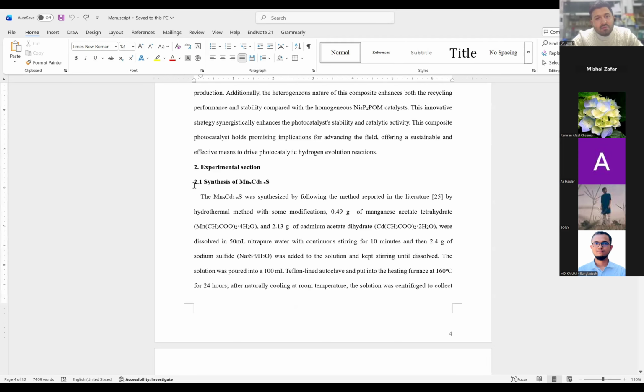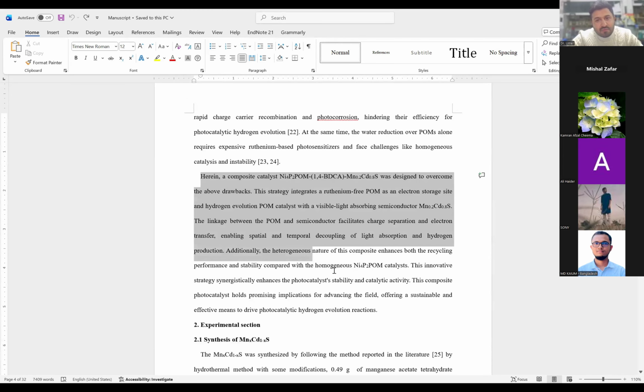So I have written about the synthesis methods. One important thing in the introduction, in the last paragraph, where we are telling about our own research: it should not contain any reference, any citation, or any previous literature. It means that we do not have to cite any paper here in the last paragraph of the introduction.